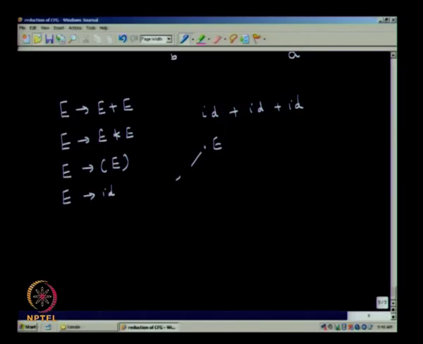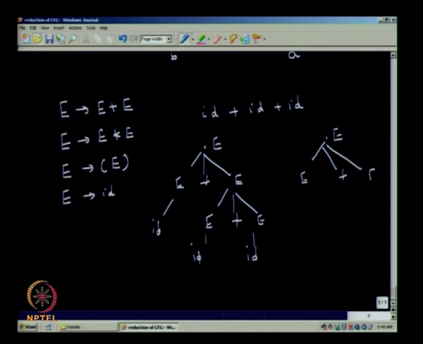You can have two different derivation trees, like E goes to E plus E, E plus E, ID, ID, ID, or E goes to E plus E, this goes to ID, this again goes to E plus E, and this goes to ID, this goes to ID. You can have two different derivation trees, and so there will be a problem.